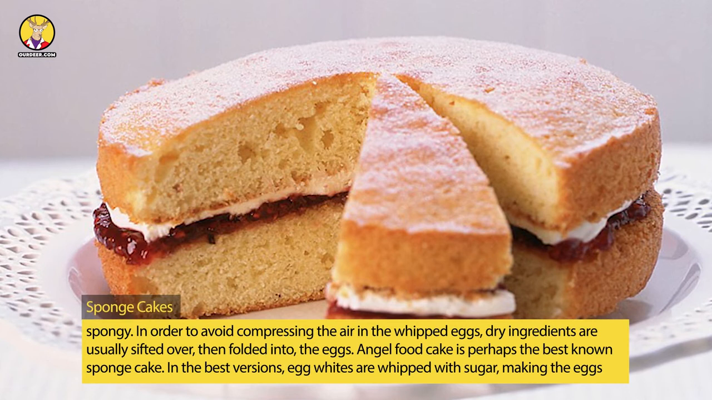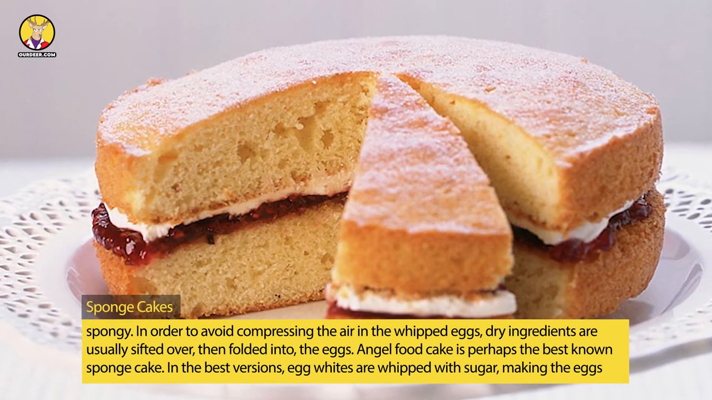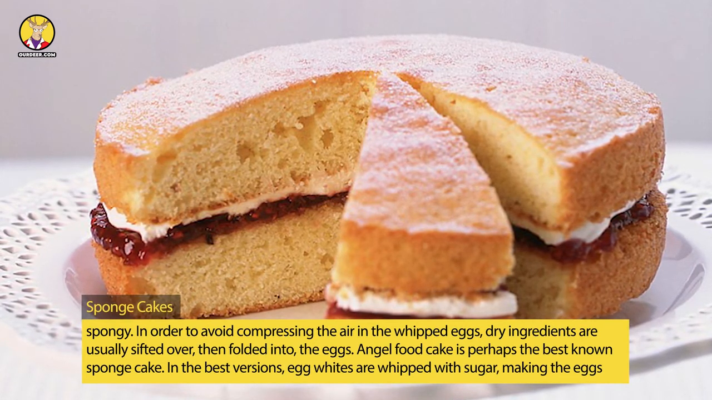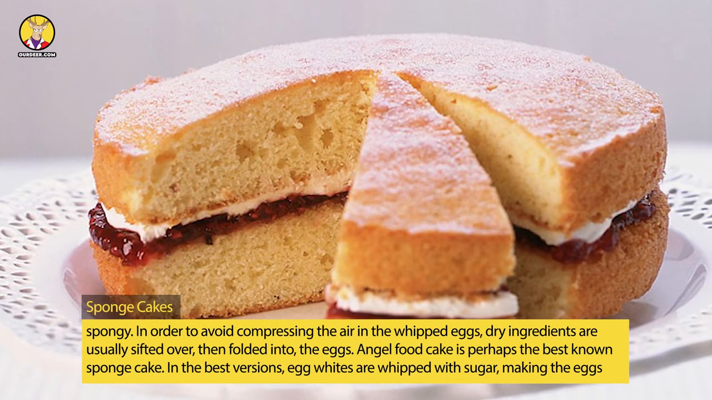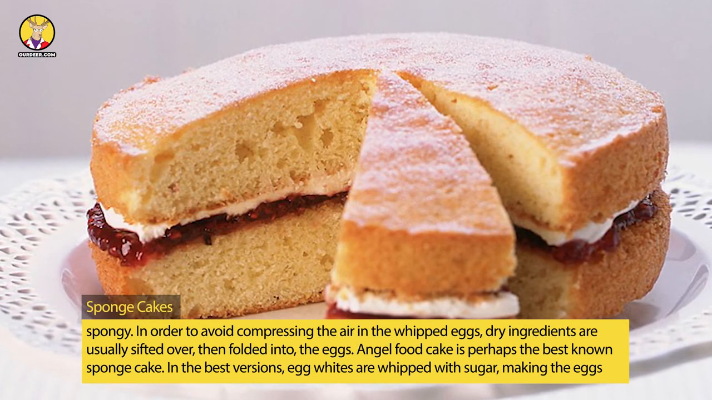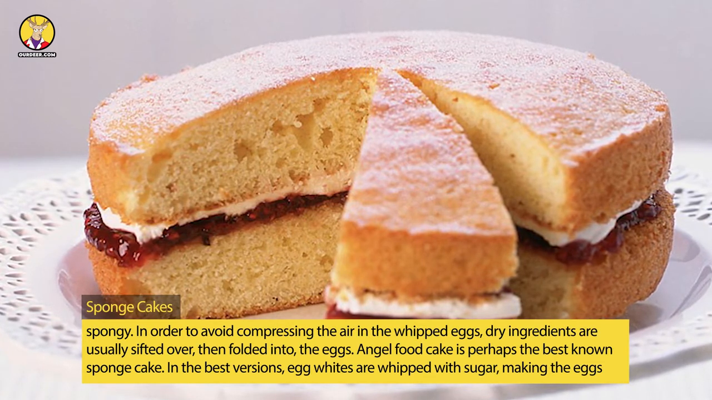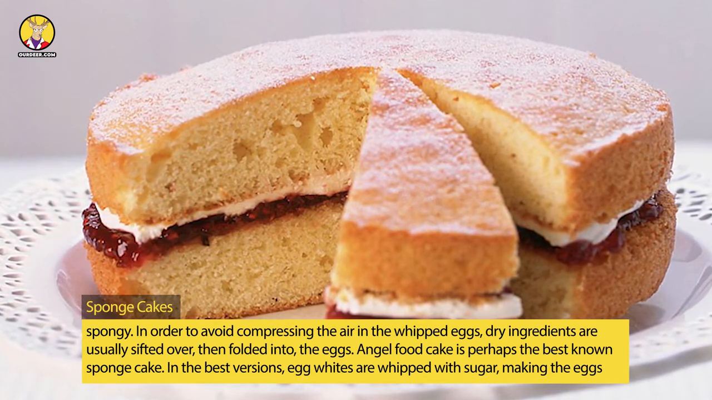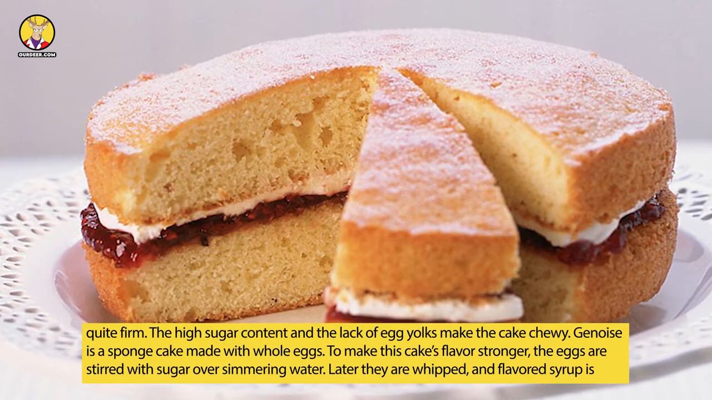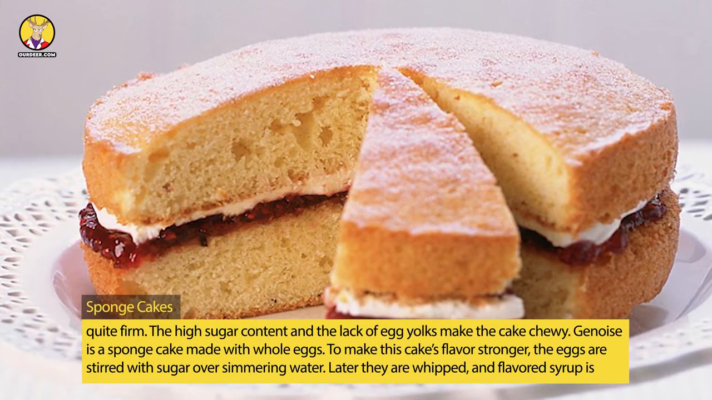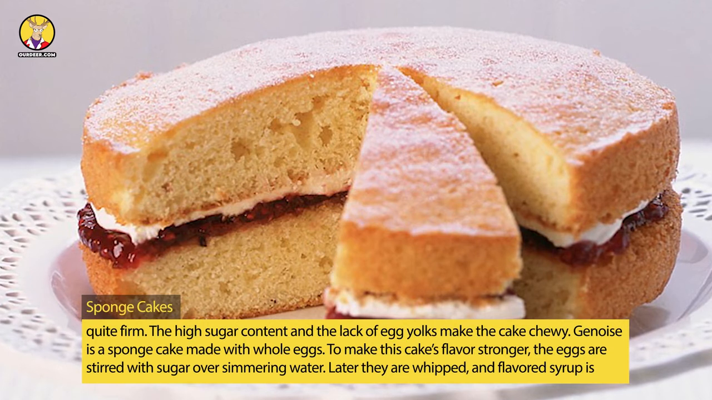In order to avoid compressing the air in the whipped eggs, dry ingredients are usually sifted over, then folded into the eggs. Angel food cake is perhaps the best known sponge cake. In the best versions, egg whites are whipped with sugar, making the eggs quite firm. The high sugar content and the lack of egg yolks make the cake chewy.